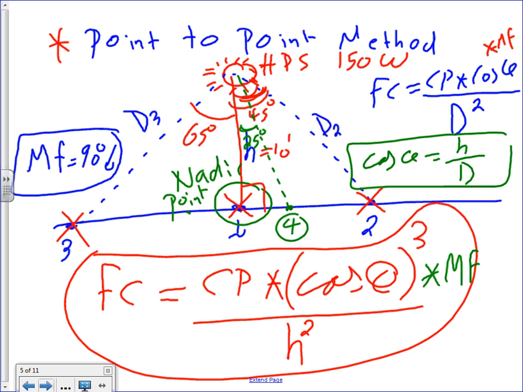Point number 1 is at 0 angle. Can you guys see this one is at 0 angle? It goes right underneath the fixture. This point number 2 is at 45 degree angle, point 3 at 65 degree angle, and 25 degree is point number 4. Shall we go to the calculation? Very easy, straightforward, no gimmick, nothing.